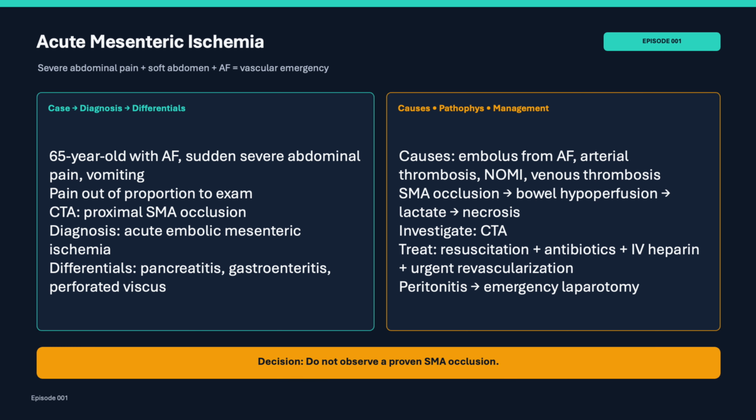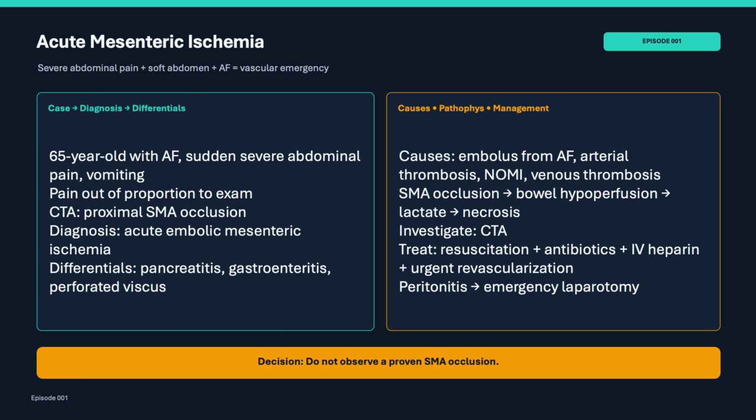There are 4 major mechanisms of acute mesenteric ischemia. The first is an arterial embolus, commonly originating from the heart in atrial fibrillation. The second is thrombosis of a previously diseased mesenteric artery. The third is non-occlusive mesenteric ischemia, where severe low flow states or intense vasoconstriction reduce intestinal perfusion without a fixed arterial blockage. The fourth is mesenteric venous thrombosis, which interferes with venous drainage.